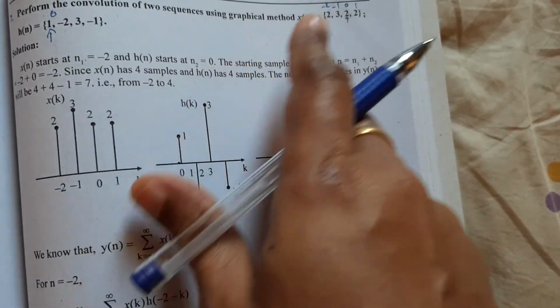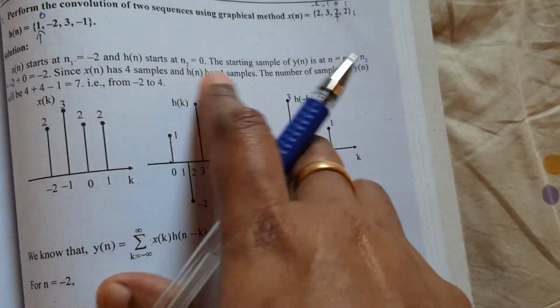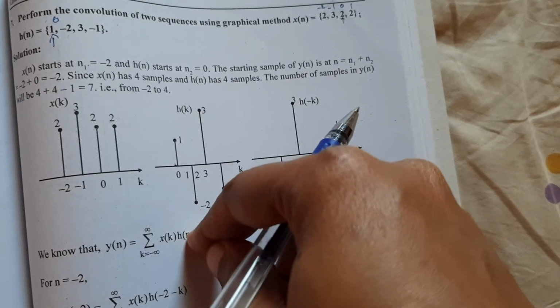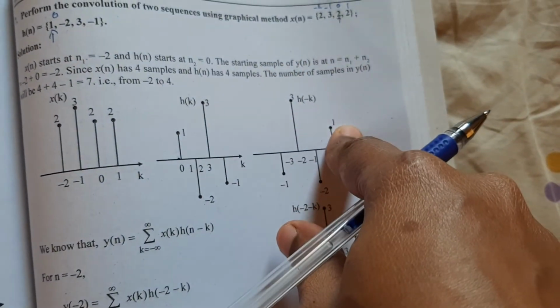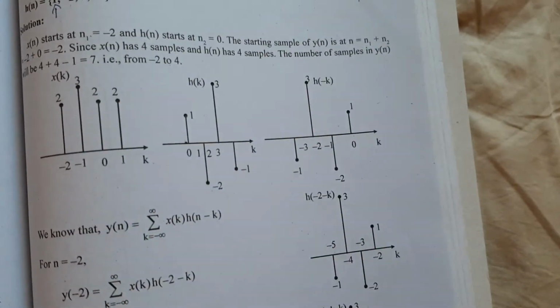So now according to our formula, change x of n to x of k, h of n to h of k, and plot everything. Okay, so minus 2 means we plot on the negative side, and h of k is replaced by h of minus k. Just take the mirror image. 1 value is for minus 1, 2 value is for minus 2.